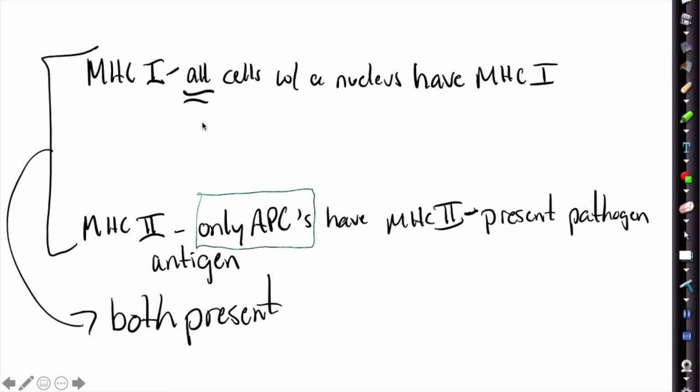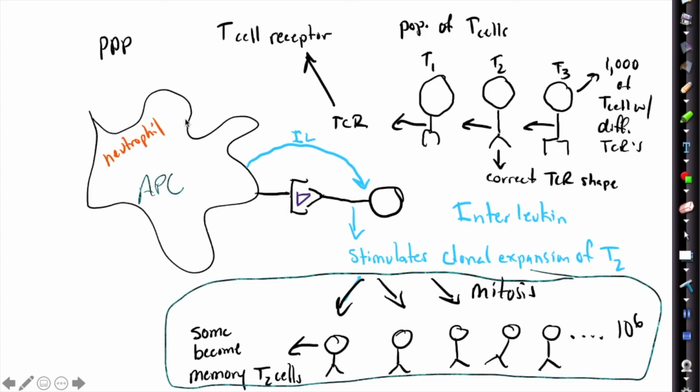So MHC1, major histocompatibility class 1, are on all cells that have a nucleus. MHC2 are only on APCs. So what we have is a T cell that binds through its T cell receptor, and that T cell receptor is specific for that piece of antigen that is being presented on the APC.